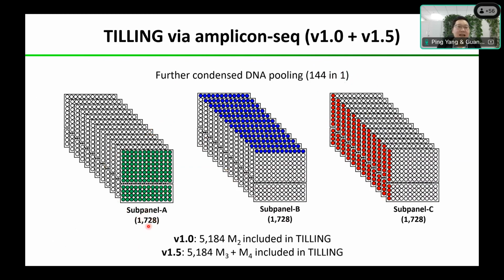Each panel contained 1,728 samples. We have 2 versions. The first version contained more than 5,000 lines, all of them M2 plants, because the M2 plants have some problems in seed germination. So we also generated a second version of the TILLING platform, basically collecting their offspring at the M3 and M4 generations.